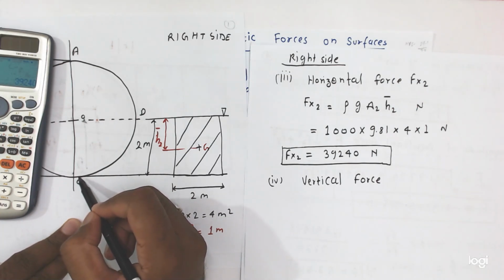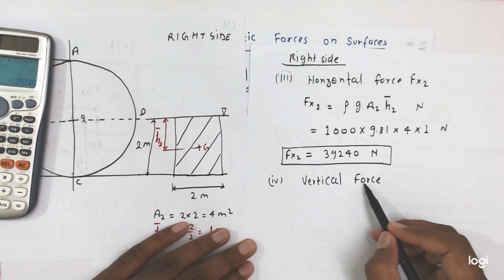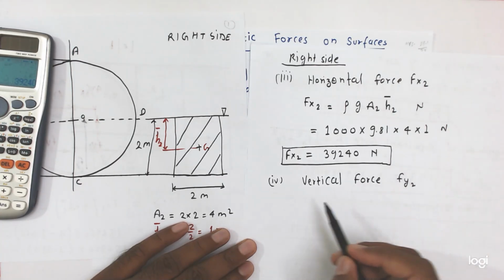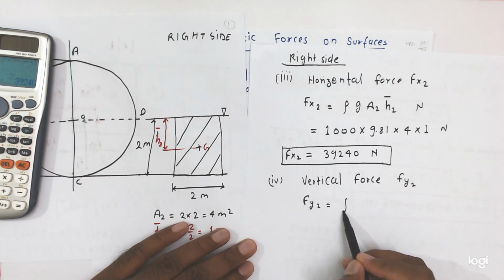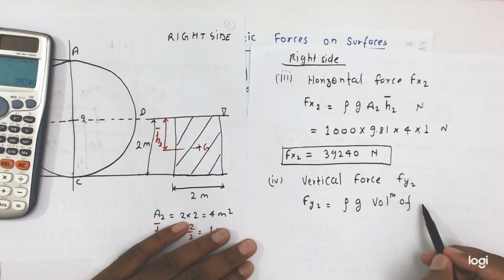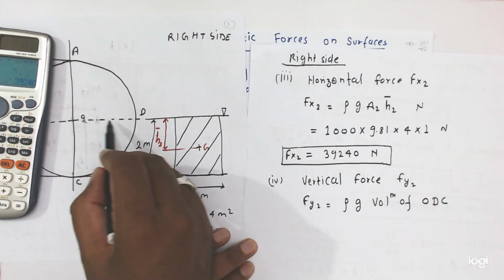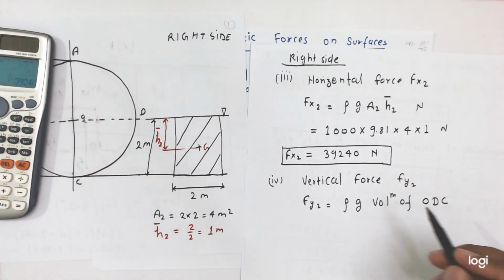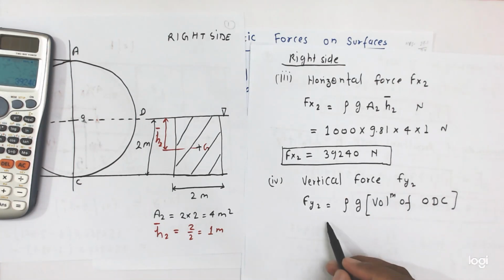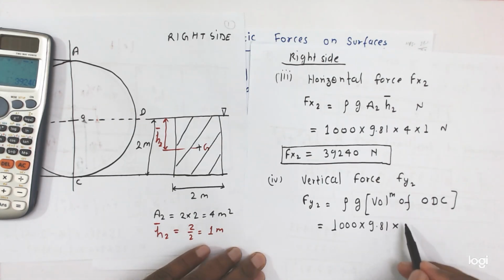ODC volume is considered. So in this case, friends, this vertical component of force, Fy2, is equal to what? Fy2 is equal to density into g into volume of ODC, the part of the circle. So this is the volume. Now we know that, friends, density is equal to 1000 into 9.81 into volume.